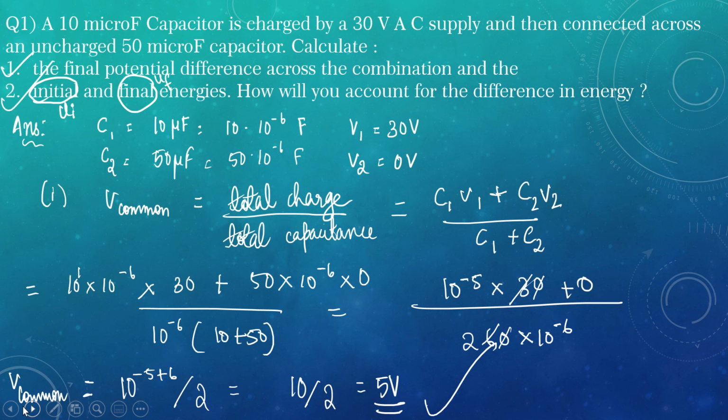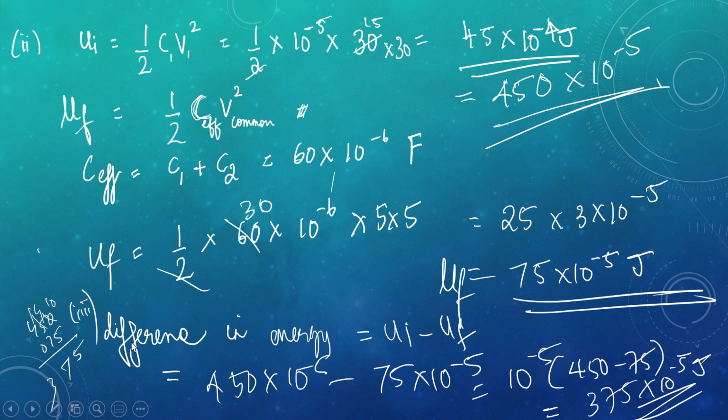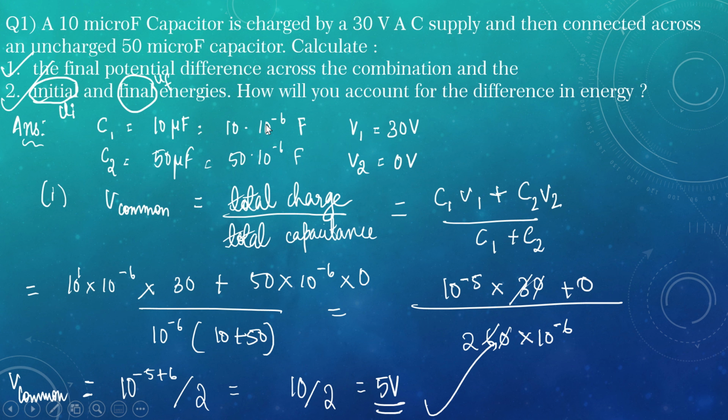Now how will you account for the difference in energy? Difference in energy is 375 into 10 raised to minus 5 joules. Okay, so this is how we do this question.